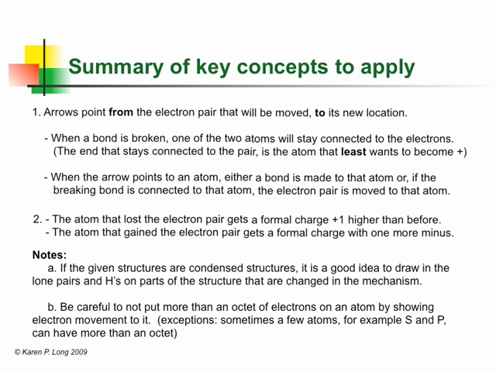First, I've listed here for you a quick review of the key concepts that will be needed in solving the problems. These are also available as a downloadable handout. Number 1. Arrows point from the electron pair that will be moved to its new location. There are a few judgments additionally that you may have to make here. A. If a bond is broken, the atom at one end will stay connected to the electrons and perhaps use that pair to make another bond somewhere.